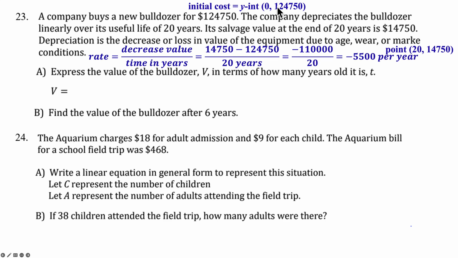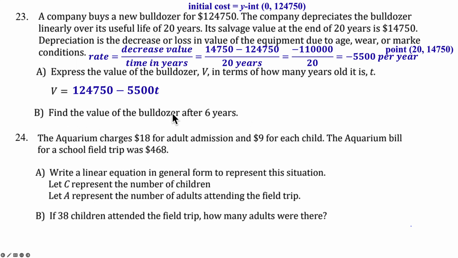14,750 minus 124,750, second y minus first y over second x minus first x. So simplifying all this work, we're depreciating at a negative $5,500 per year. So we start with this cost, and then we minus that 5,500 times T. For every year the bulldozer is in use, we subtract its depreciated value.